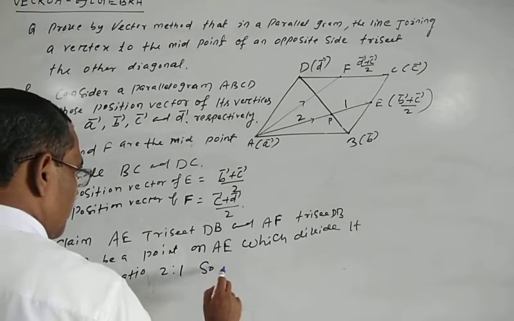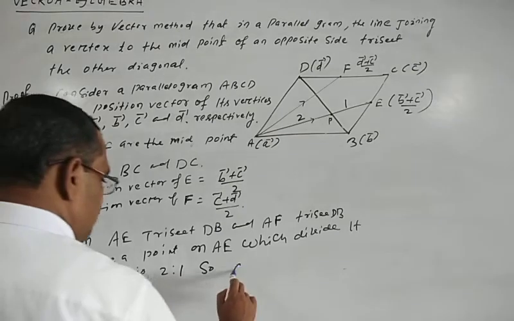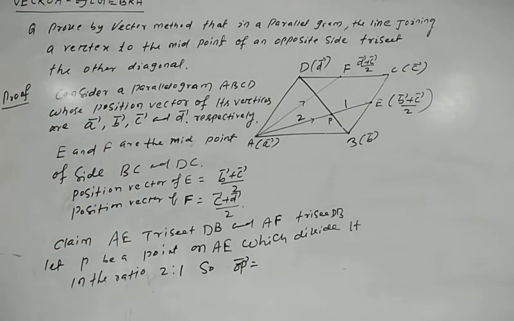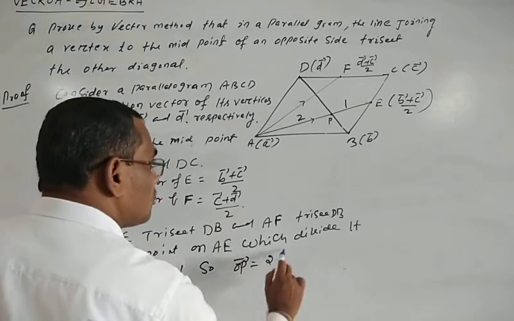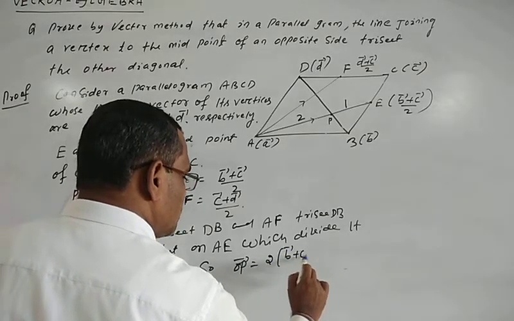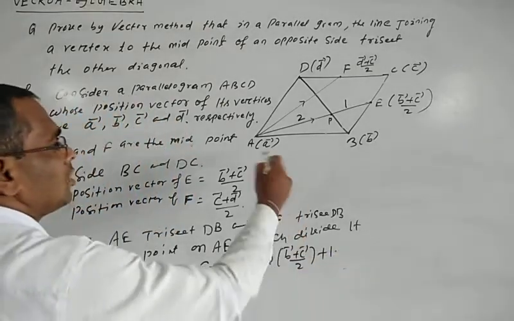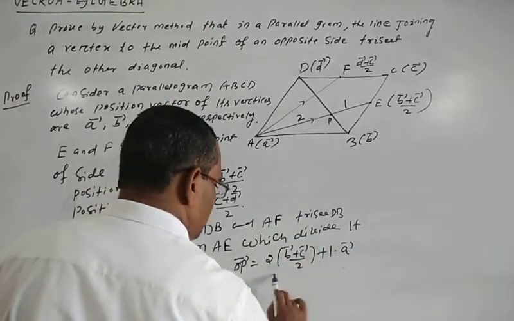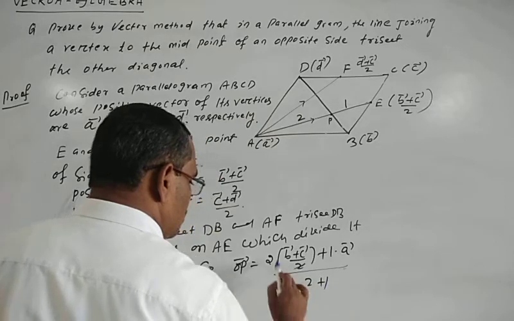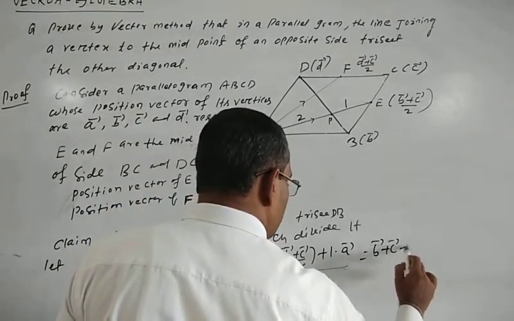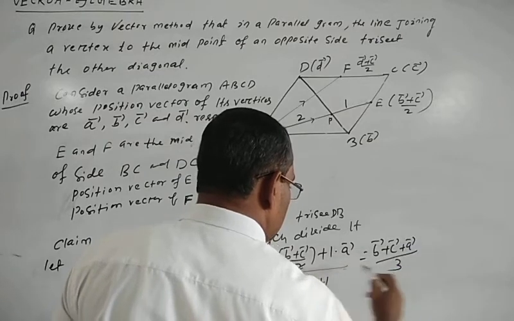So position vector of P, OP vector, is equal to 2 times B vector plus C vector by 2, plus 1 times A vector, all by 2 plus 1. So the 2 cancels, and this is equal to B vector plus C vector plus A vector by 3.